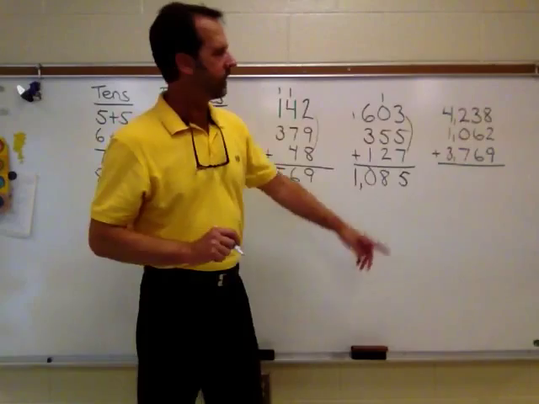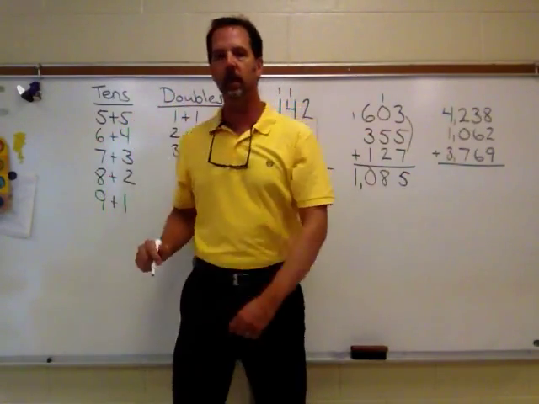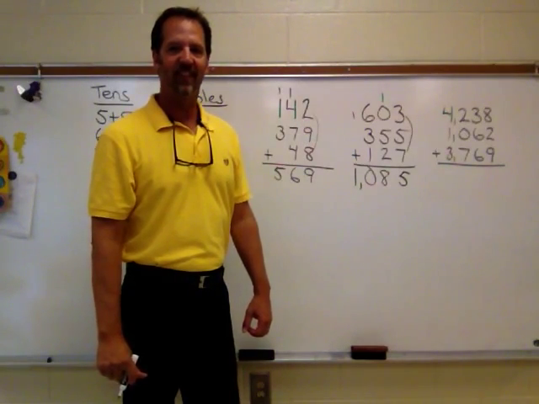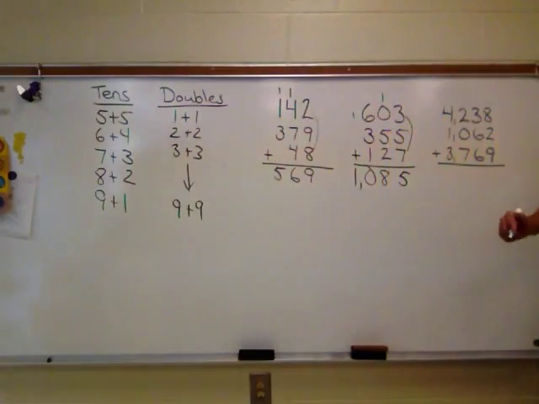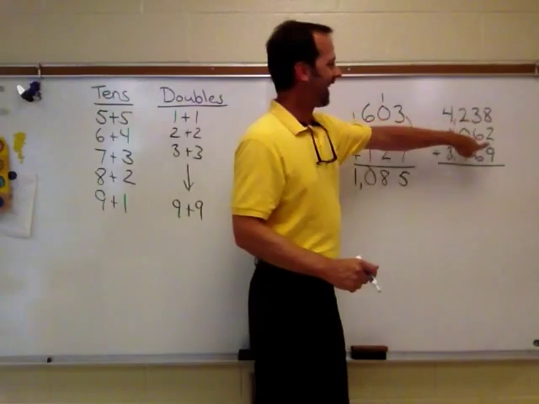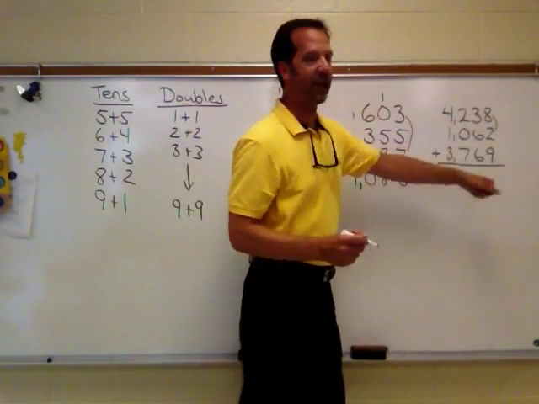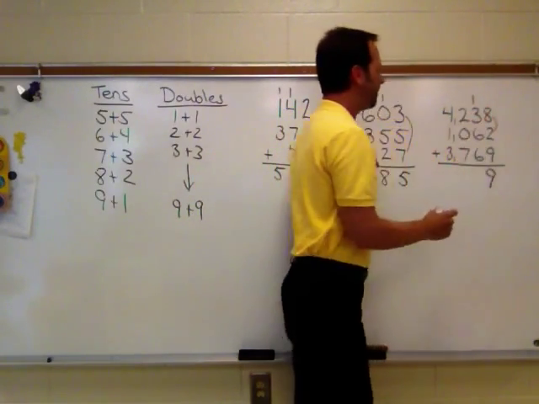Take a look at the last one. Push the pause button, give that one a shot, and see how you do looking for tens and doubles. Go ahead, I'll wait. Did you get it? Let's see. Starting in the ones place. Whoops, better come on this side. Any tens here? Yes, there's an 8 and a 2. 8 and a 2 makes 10. 10 and 9, 19. We're going to leave the 9, carry the 1.